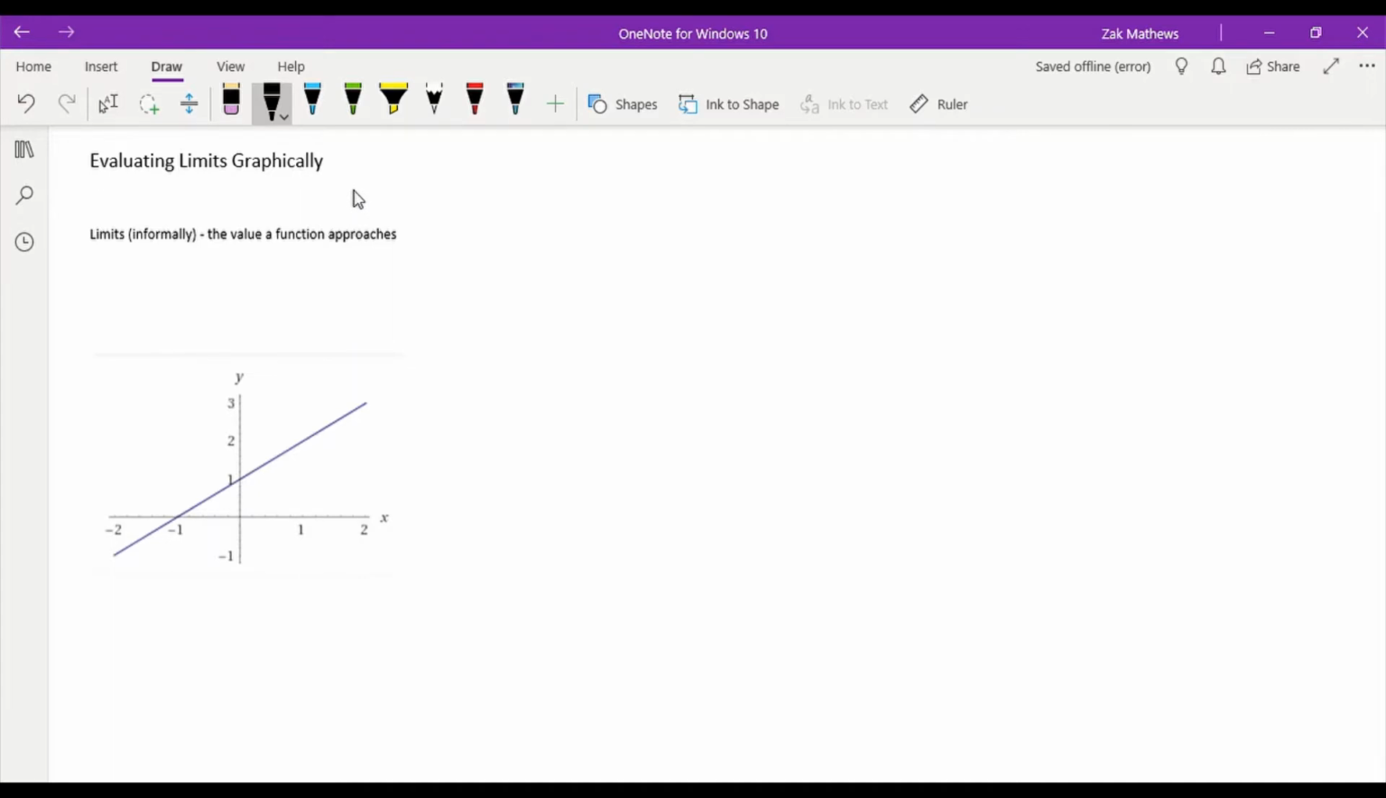So the first thing to do though is to define a limit, and I'm going to do so very informally. This is an informal definition. There are formal definitions of limits, and again we'll study those later on. But a limit, roughly, is the value a function approaches, and the key is that word approaches.